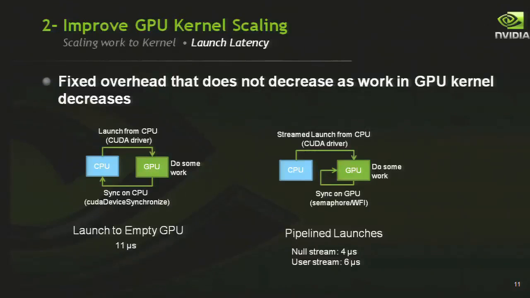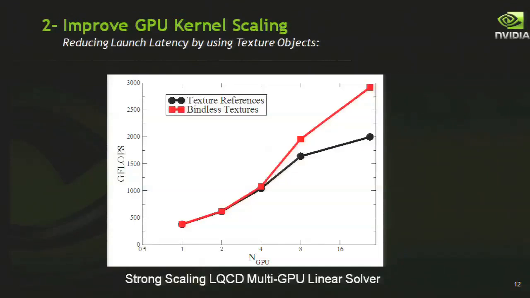And launch latency can become worse. So this is launching an empty GPU kernel. But if you start binding textures, for example, so textures are one way of accessing data in a very random fashion. If you were accessing using textures and you were using this legacy API that binds textures, so you can bind a texture explicitly to a kernel, every time you bind a texture, that is a fixed overhead of 0.5 microseconds to the launch overhead. And that can stop your scaling.